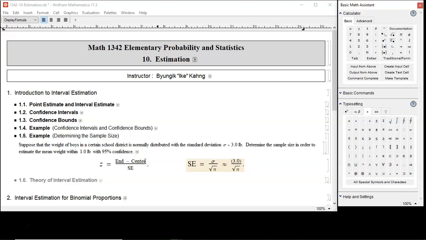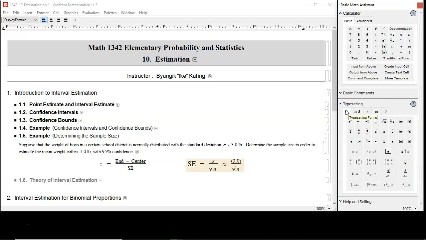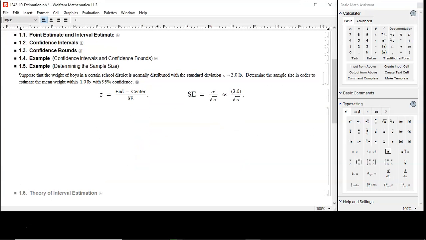And as for end minus center and so on, this thing depends upon the picture. So let's draw a picture. You see, I like this expression of z rather than x minus mu over something or mu minus x bar over something. There are so many variations. But the trade-off of this expression, end minus center over SE, is that it requires a picture. So let's draw a picture.